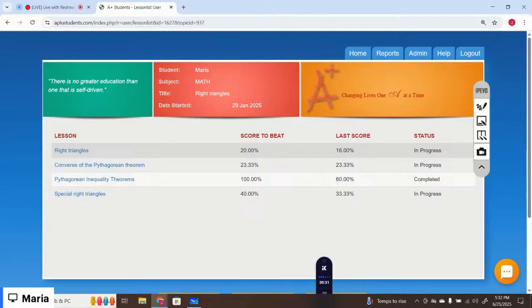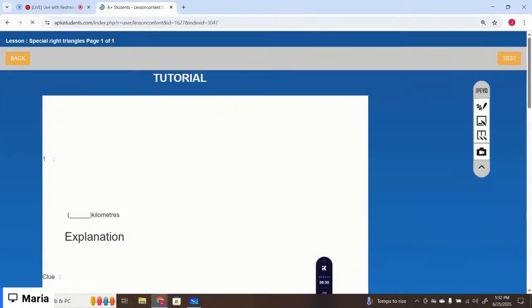And it's also a special right triangle, so let's just start with the lesson.